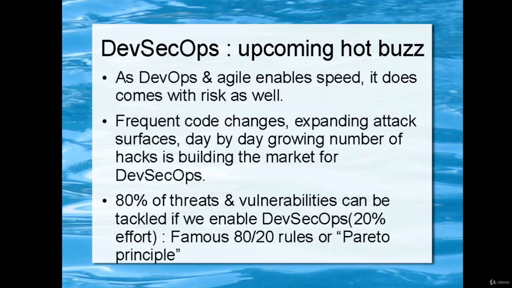Now, finally, I would like to conclude with the 80-20 rule, which is the famous Pareto rule. 80% of the threats and vulnerabilities can be tackled if we enable DevSecOps with 20% effort. Like in the DevOps model, if we just put in 20% effort of including the security part, we can tackle around 80% of threats and vulnerabilities which are being introduced day to day with the code checked in.